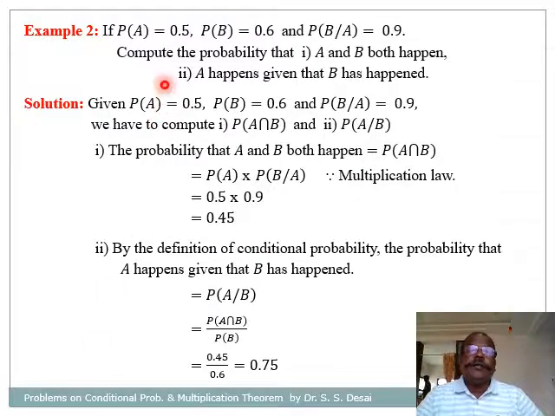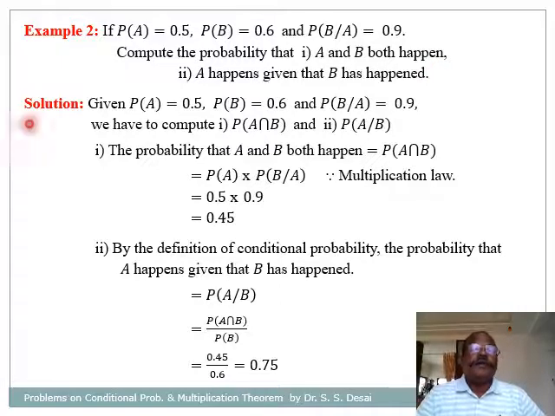This is the second problem. If probability of A is equal to 0.5, probability of B is 0.6, and probability of B given A is 0.9, then compute, first, the probability that A and B both will happen, and second, the probability that A happens given that B has already happened.